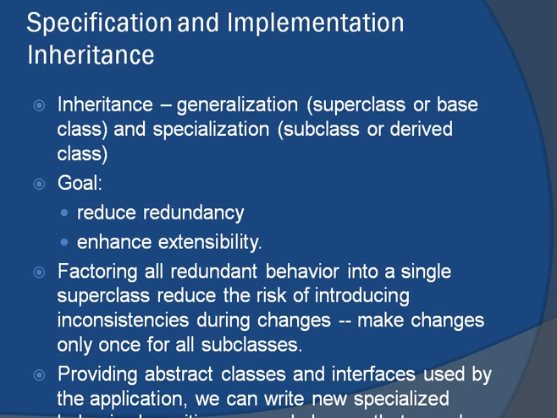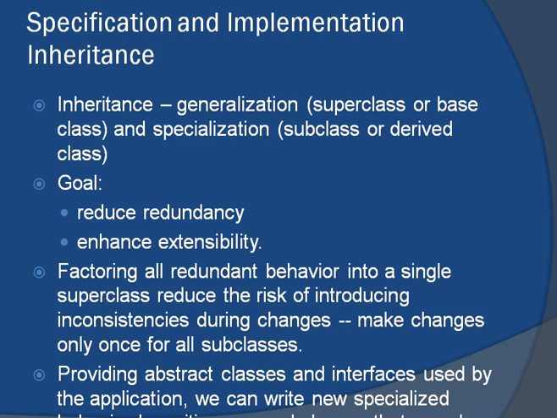Now, the goal here is to reduce redundancy. Those things we want to minimize that are getting repeated over time again and again. And also we need to focus on enhancing the extensibility. These are the two goals here. Factoring all redundant behavior into a single superclass reduces the risk of introducing inconsistencies during changes. Make changes only once for all subclasses.